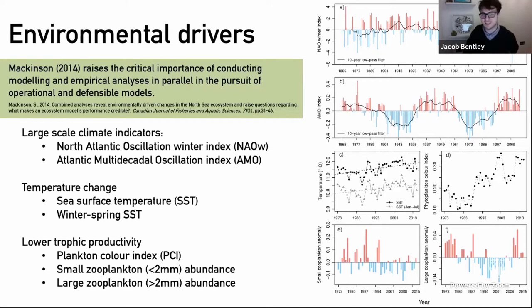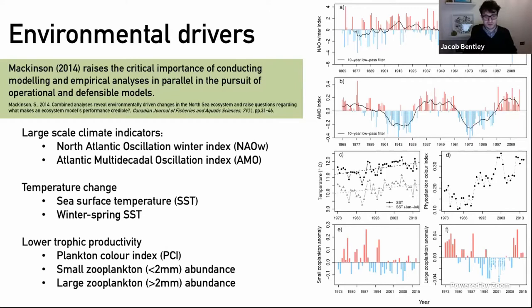So what we ended up doing for this part of the analysis was we got together all the big environmental trends that we thought would be important for the ecosystem, as well as the lower trophic productivity trends, which we got from the continuous plankton recorder. So we had the phytoplankton color index and small zooplankton and the large zooplankton abundance. We also got together the fisheries recruitment trends for the important commercial stocks. And we conducted a correlation analysis to identify where we might be expecting to see links and how these links may be driving different stock recruitments and productivity rates.